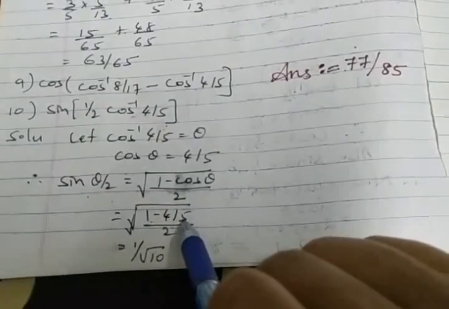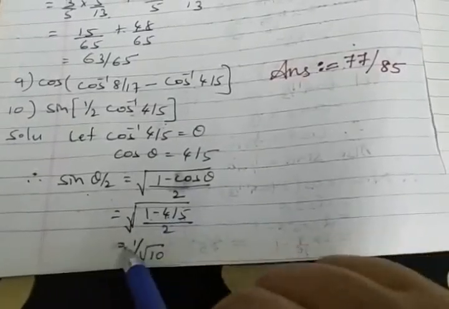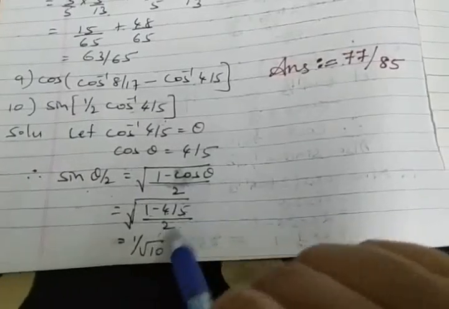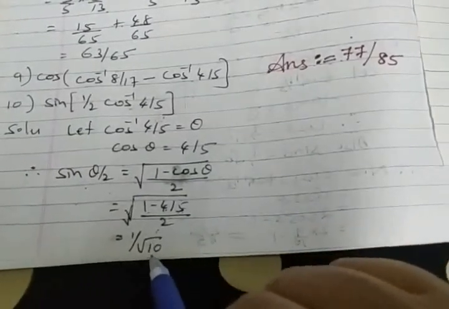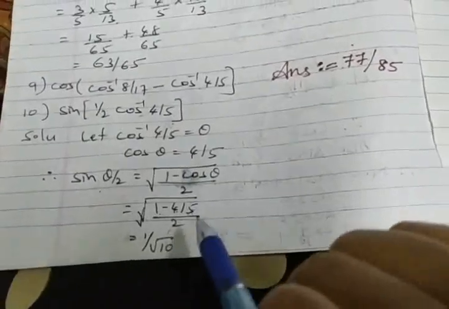Go for the numerator and simplify it here. We find 5 being the LCM in the numerator. 5 minus 4 is 1, so 1 in the numerator. In the denominator, this LCM will get balanced; we multiply with the 2 here. We find 5 times 2 is root 10 here. So the final answer is sin theta by 2 equals 1 upon root 10. Do it once from your side.